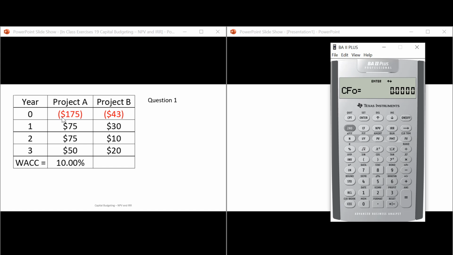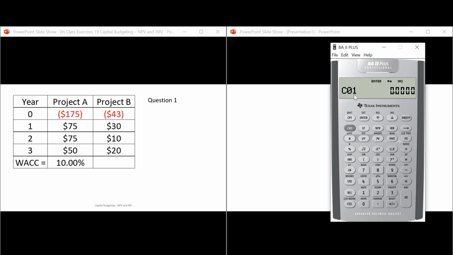Okay, so we start with CF0, and then we're going to put in our cash flow 0 here, which is minus 175, so that's the cost of our project. So we're going to go 175, make it negative since it's a cost, and then hit enter. Now you'll see once you do that, you get the equal sign and then our value here. And then we're going to move down to the successive cash flows.